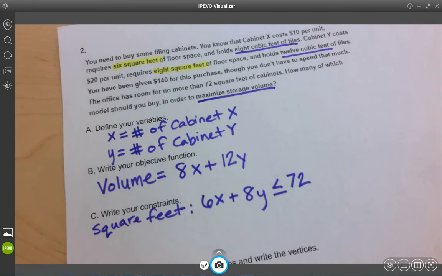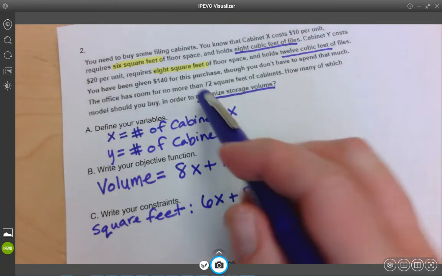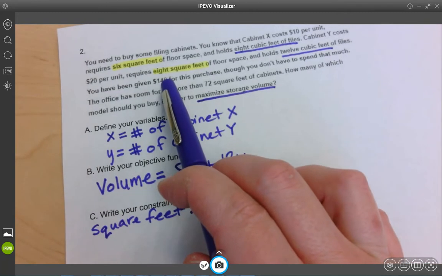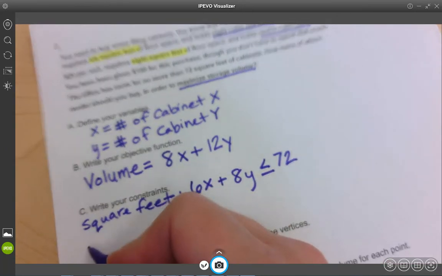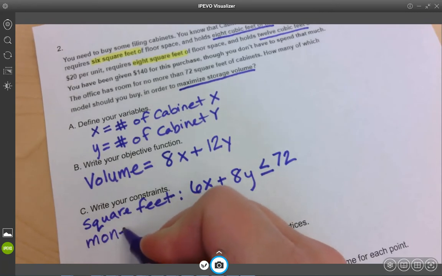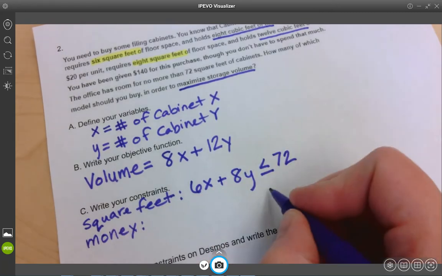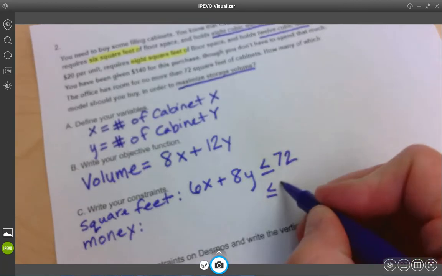All right, there is something else that's constraining us. We only have what? What's the other number that's limiting us? It's right here. 14? No, 140? Yeah, we've only been given $140, so we're limited by money. All right, so our money can be less than or equal to $140.